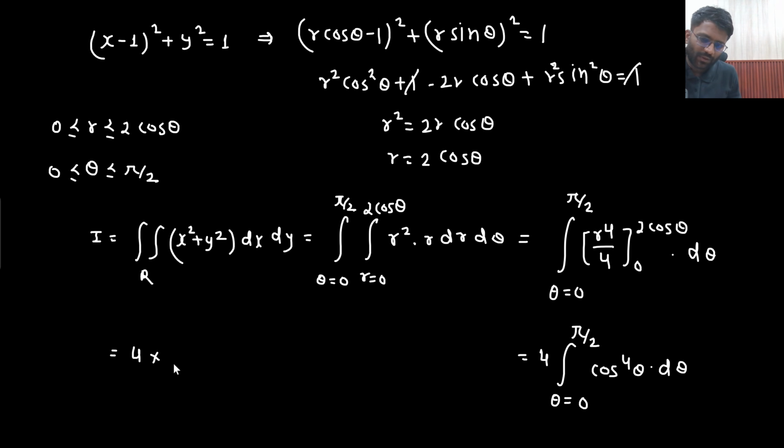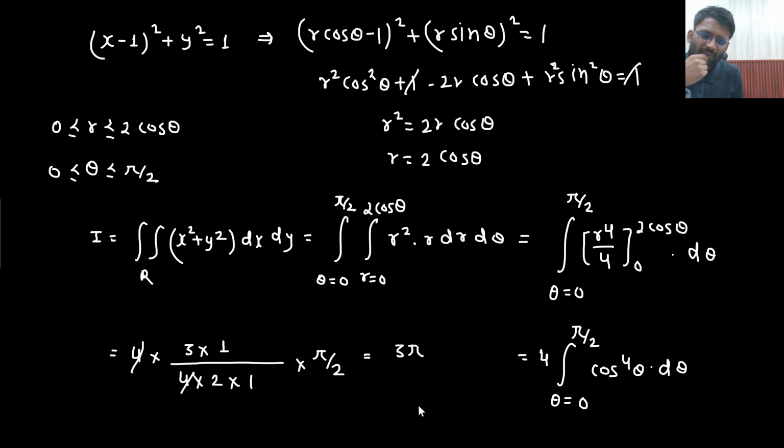4 into, downward, there will be 4 into 2 into 1. Upper side, 4 minus 1 will be 3 into 1. And since it is even, multiply with pi by 2. So what will we be getting? 4 and 4 get cancelled out. 3 pi by 4 will be the answer.